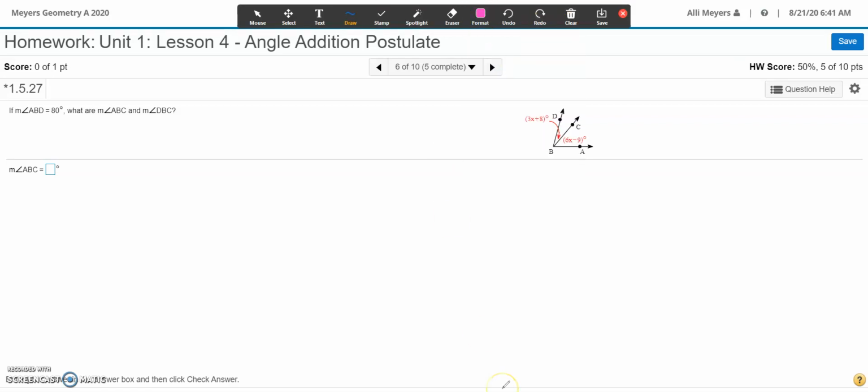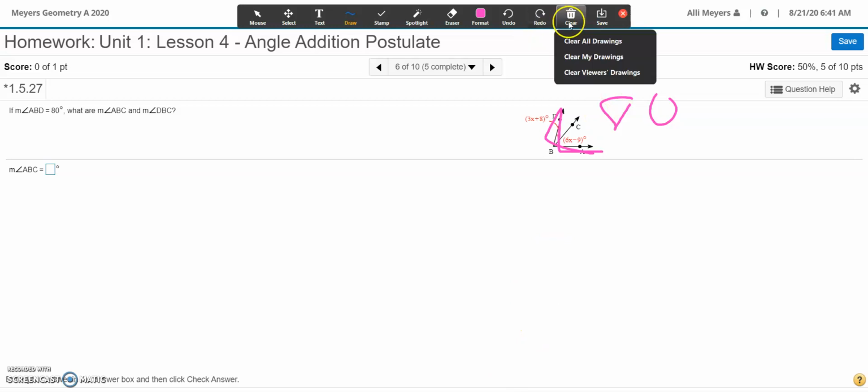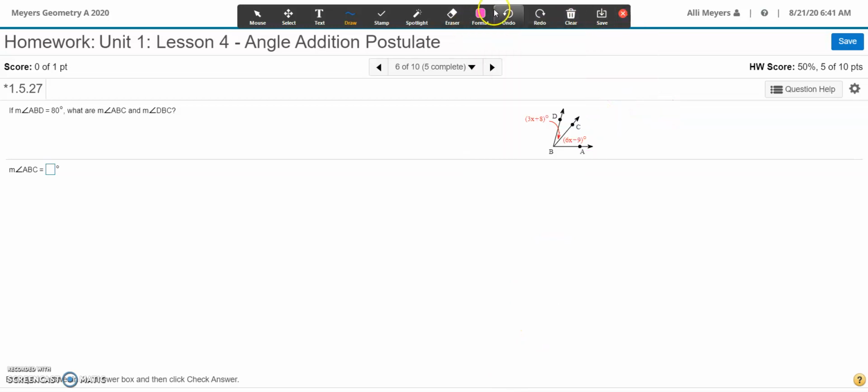Okay. This next one here, angle ABD. That's the whole thing, is 80 degrees. Ew, why are my drawings so bad? Let's do that again. The whole thing is 80. There we go. Okay, I want to find the measure of ABC and DBC. So that's going to be the two parts within that thing.